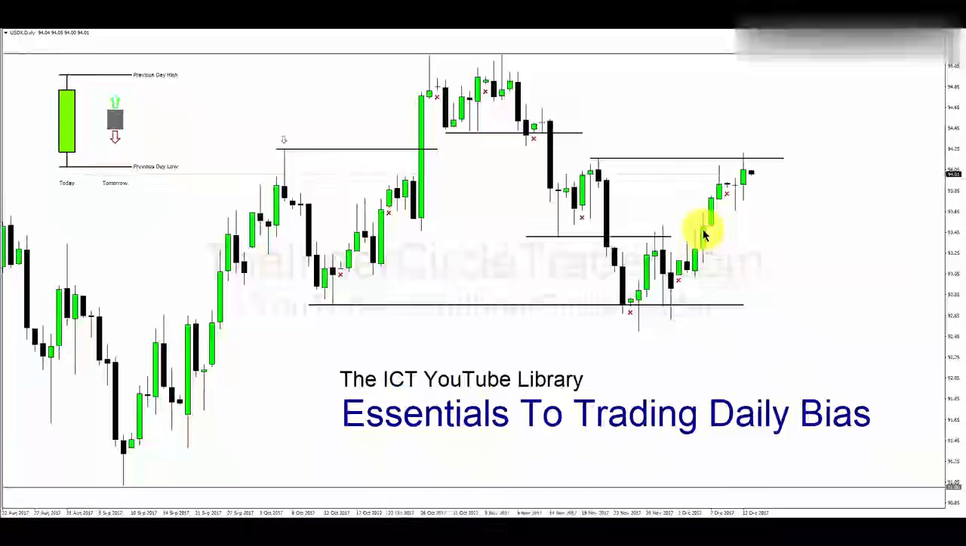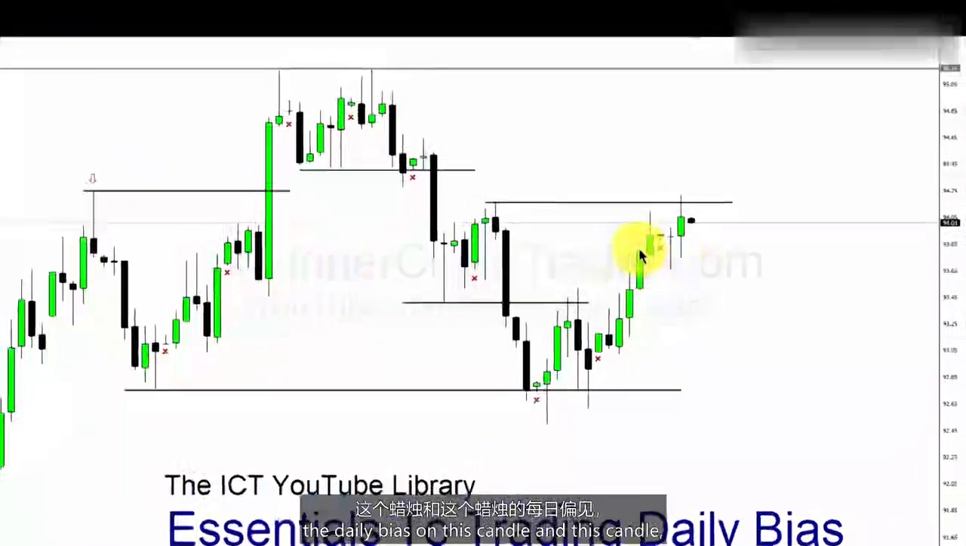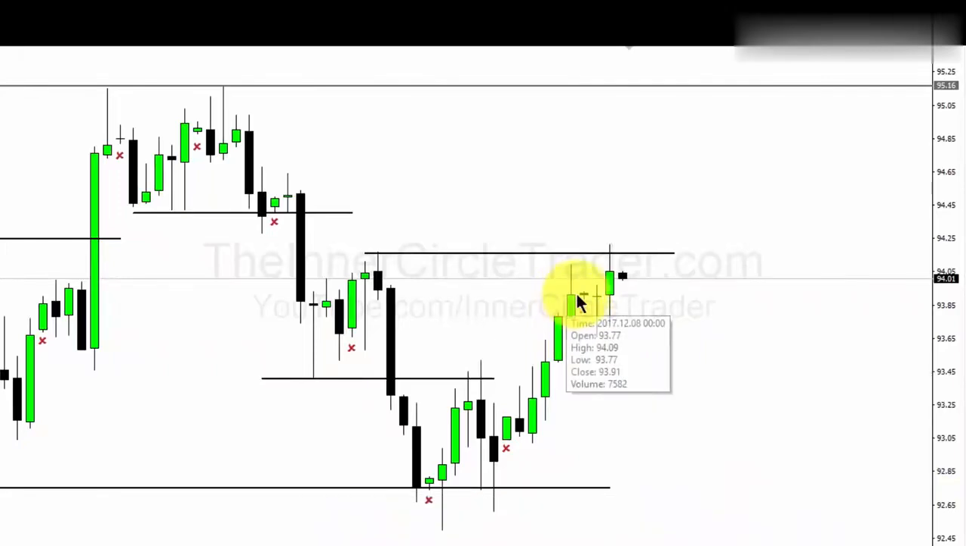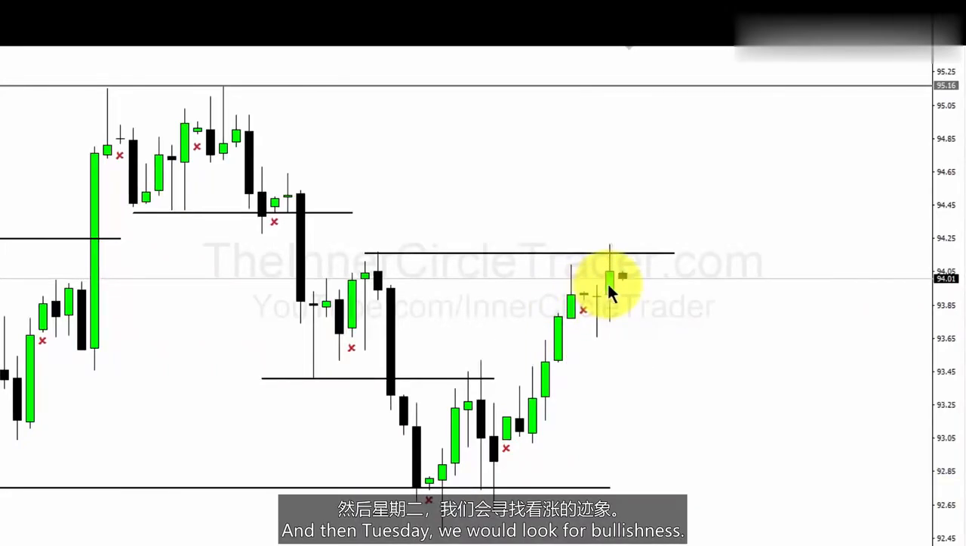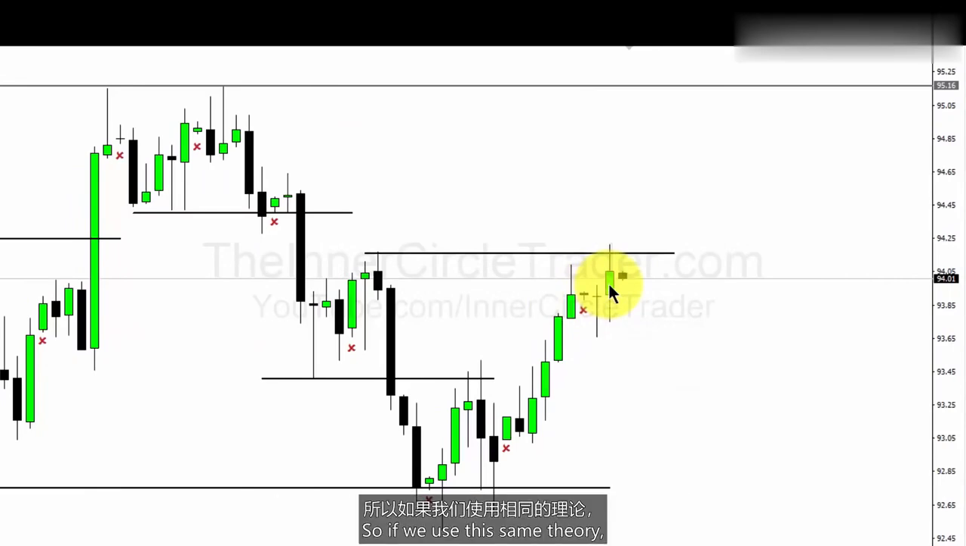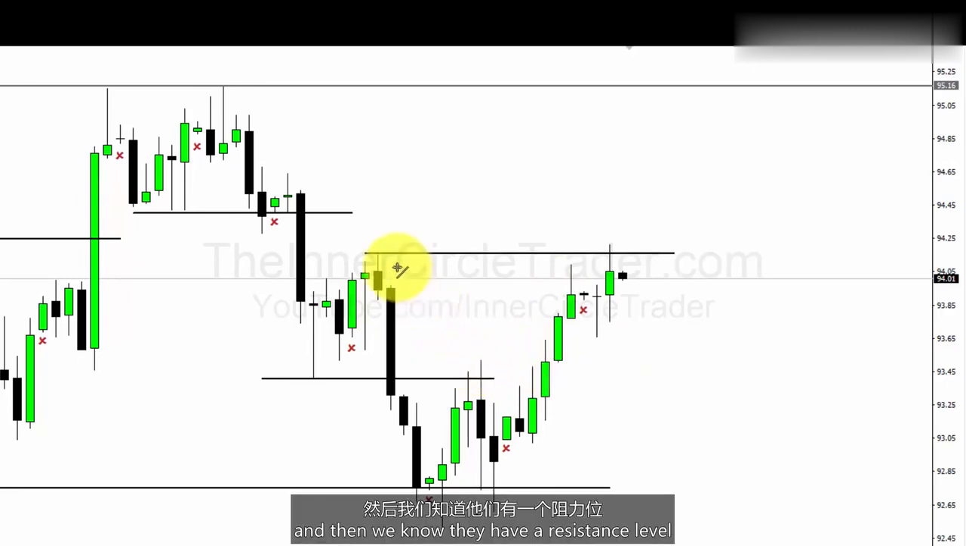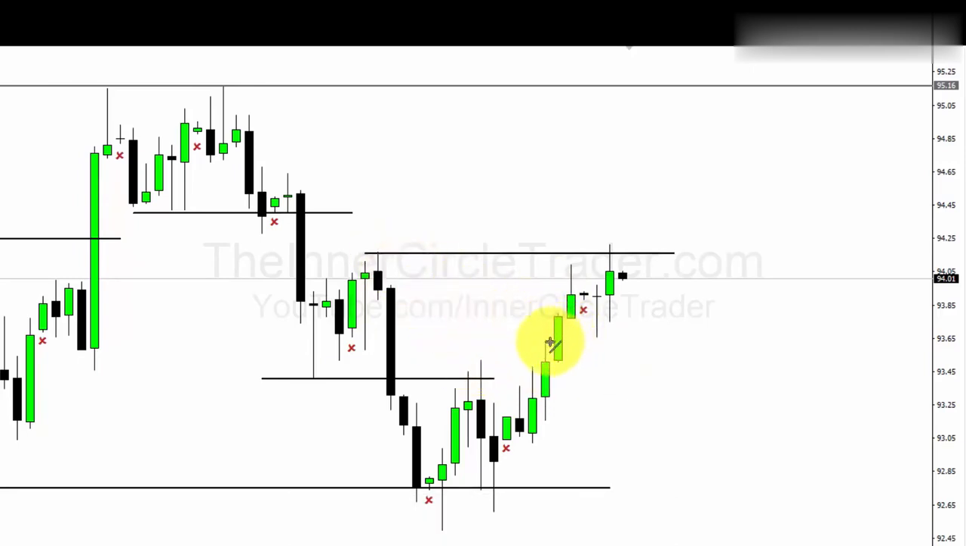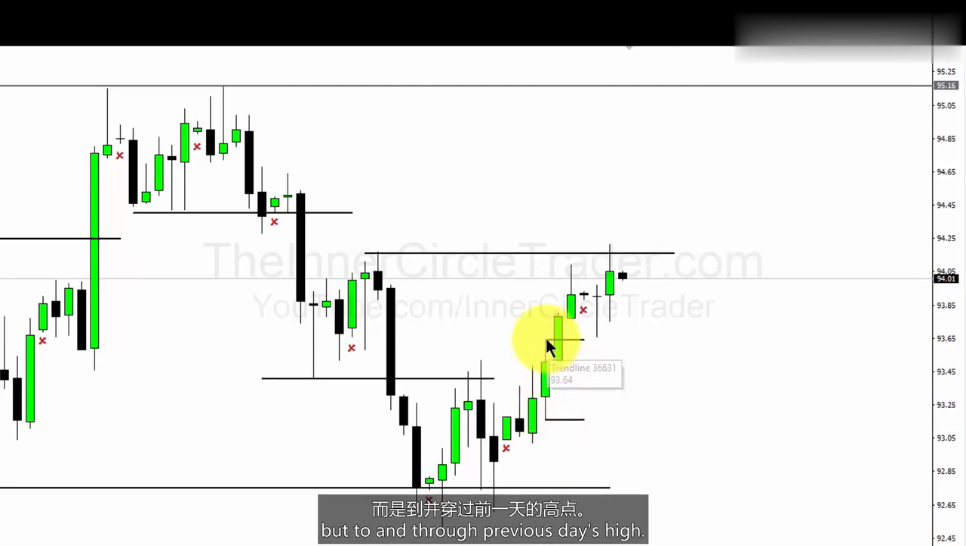Using this criteria here, okay, once we broke this candle's swing high here, the daily bias on this candle, and this is a Sunday, we would look for Monday as well, and then Tuesday we would look for bullishness. So if we use this same theory, we're going to draw this particular candle right here, the one that broke the swing high, and then we know there's a resistance level it could probably reach for. So we're going to be looking for the next day to trade not to the previous day's low, but to and through the previous day's high.